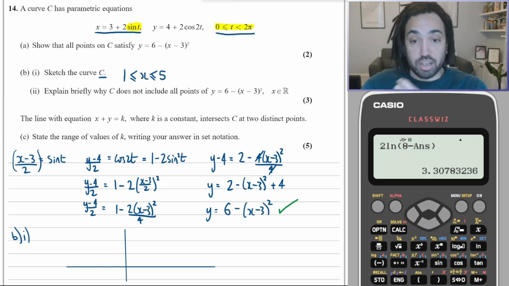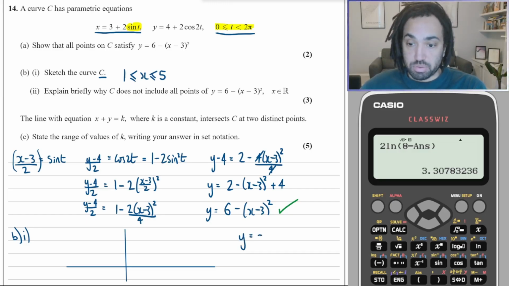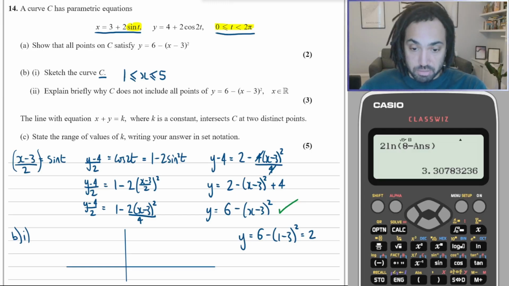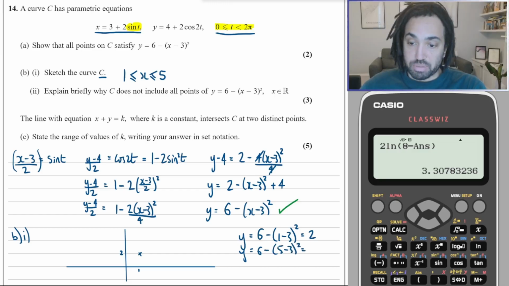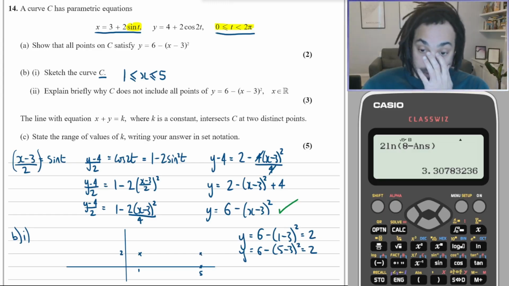So the domain is between 1 and 5. So let's first off see, when I sub in x equals 1, then what do I get? Well, I get y equals 6 minus 1 minus 3 squared, and that gives me 2. So there is my first point. Let's just draw it like here. That's the point 1, 2. And also we can sub in for the other end of the domain, which is 5, and that also gives me 2. So when x is 5 over here, we're going to get 2 over here as well.